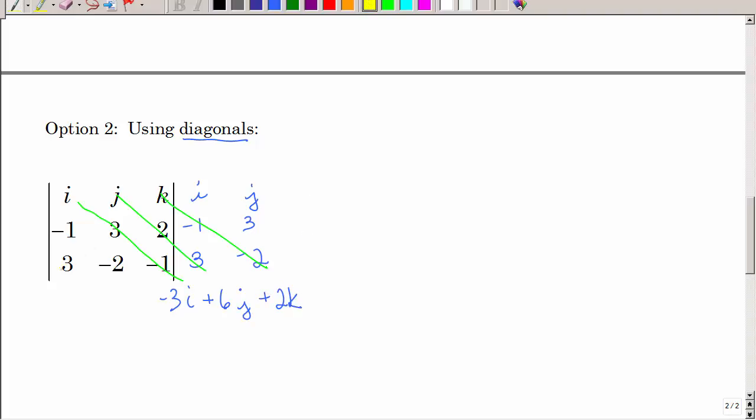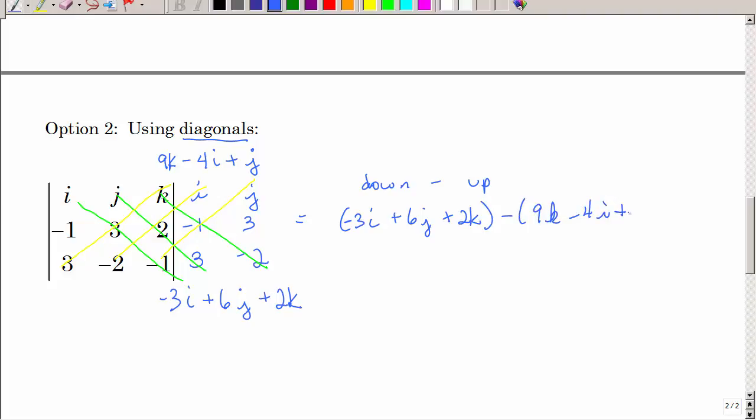Now we're going to do the up diagonals. Here, here, and here. And again we're multiplying. So we have 9k minus 4i plus j. Checking your signs, we want the down minus the up. So we have negative 3i plus 6j plus 2k minus the up ones. You want to make sure you get that distributed, and also notice that the ijk's are not in the same order as the downs and the ups, so just be careful.